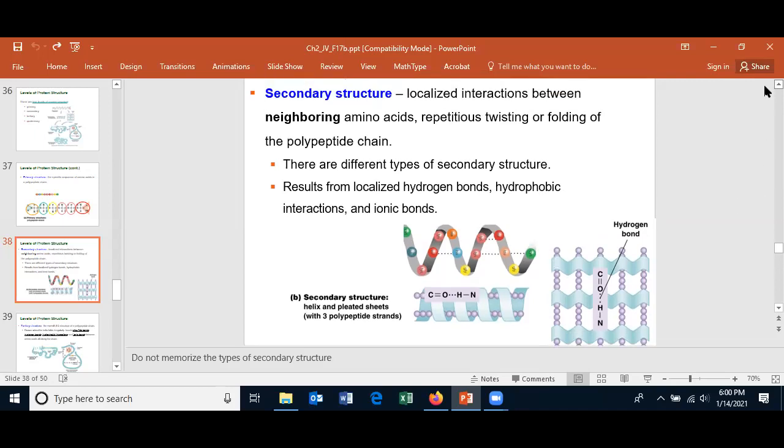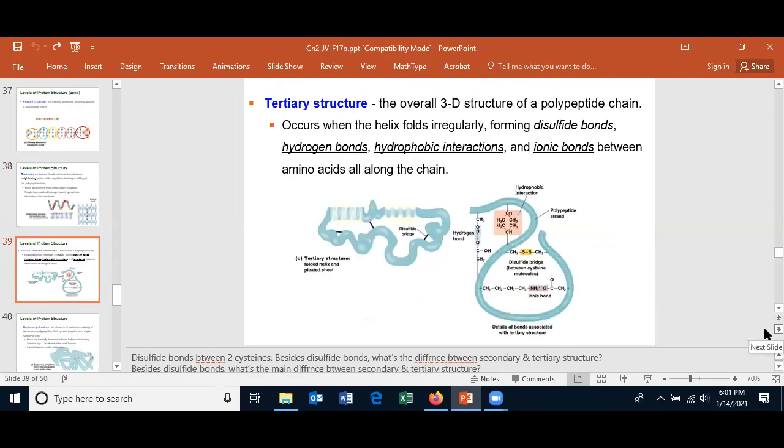But the point you should know, it's a localized attraction between amino acids resulting from localized hydrogen bonds, localized hydrophobic interactions, and ionic bonds. And that could be an attraction or a repulsion. The same with hydrophobic, it'll always be attraction between 2 hydrophobic amino acids. But the repulsion would be if you have a hydrophobic amino acid and a hydrophilic amino acid, they will be repulsed from each other. Okay, any questions about secondary structure? If not, let's go on to tertiary structure.